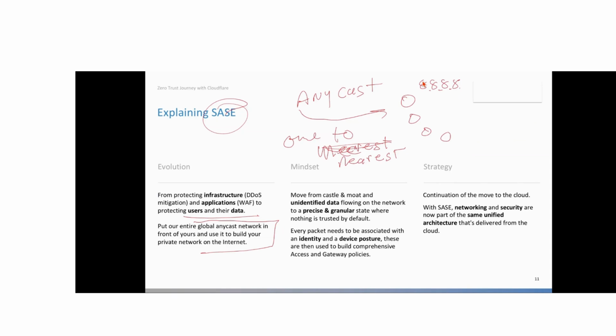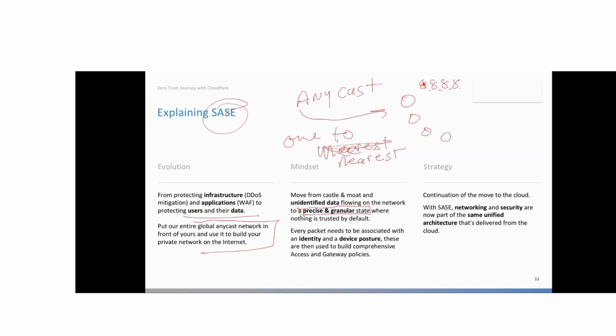But we're going to move from what we had, the castle and moat, which was that north-south traffic, right? And unidentified data flowing on the network to a precise and granular state. This is our key. Now, this doesn't sound easy because it's really not. However, we don't have to start from scratch. We can use a particular vendor, Cisco, IBM, Deloitte and Touche, Cloudflare, and use their environment, right?